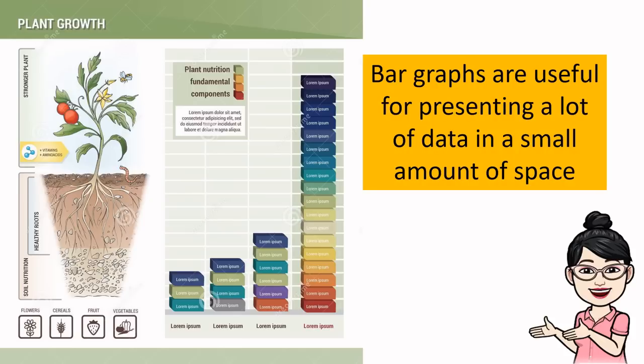Bar graphs are useful for presenting a lot of data in a small amount of space. Let's assume we are reading a science textbook about plant growth. A chart could easily show us the rates of growth for many different types of plants in one neat box. If we were to write out the same information, it would take up much more space in the textbook and it would take us longer to read.